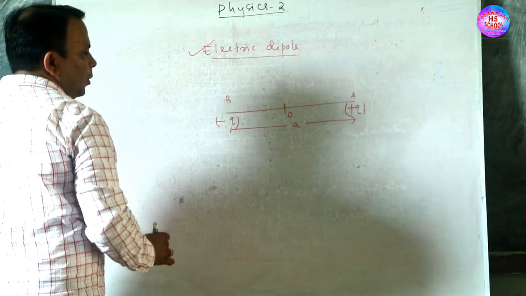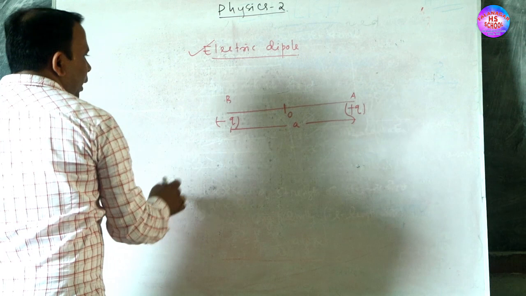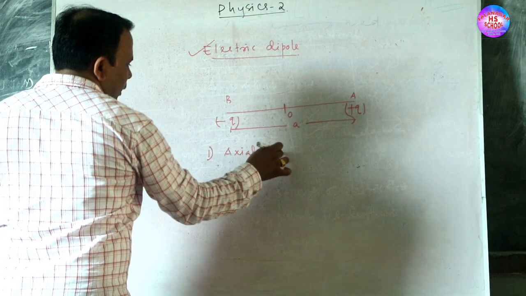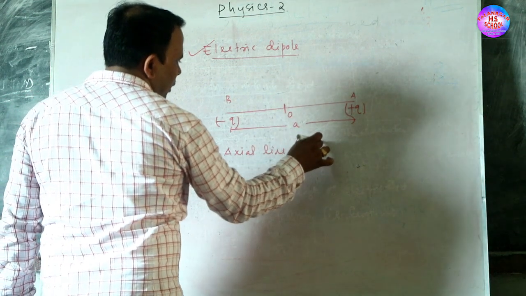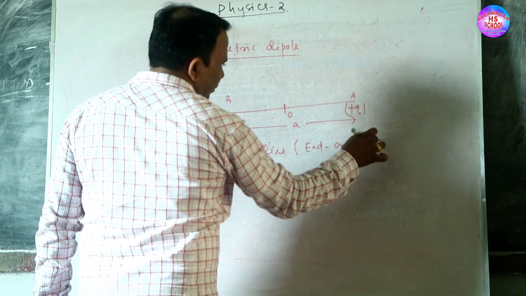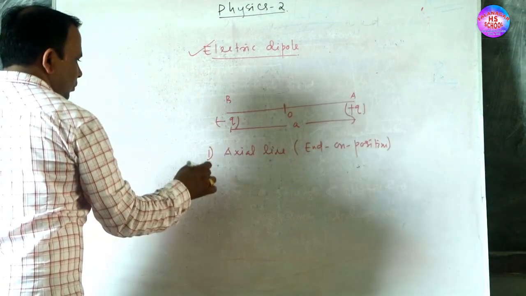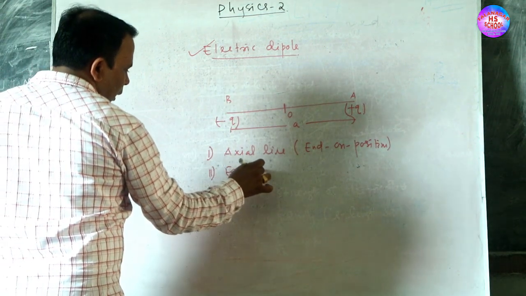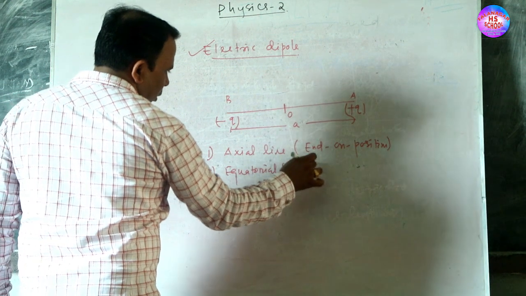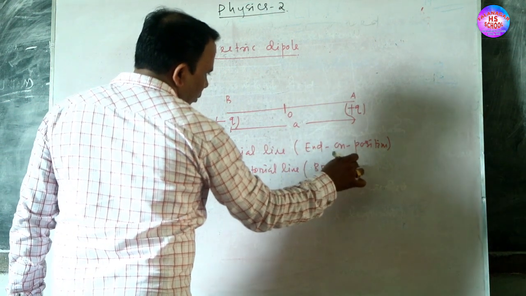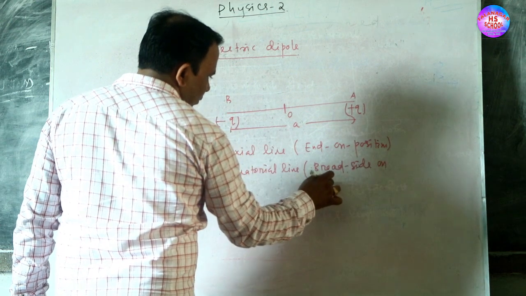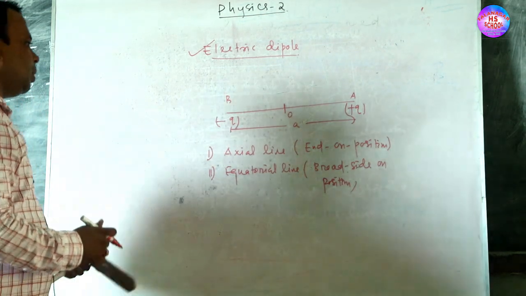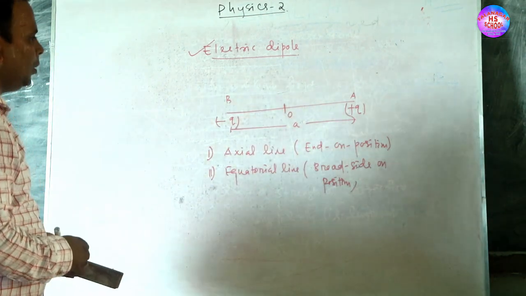O is the center of the dipole. A dipole has two lines. One is the axial line of the electric dipole, which is also called the end-on position. The other is the equatorial line, which is called the broadside-on position. End-on position, then broadside-on position. Axial line and the other is the equatorial line.